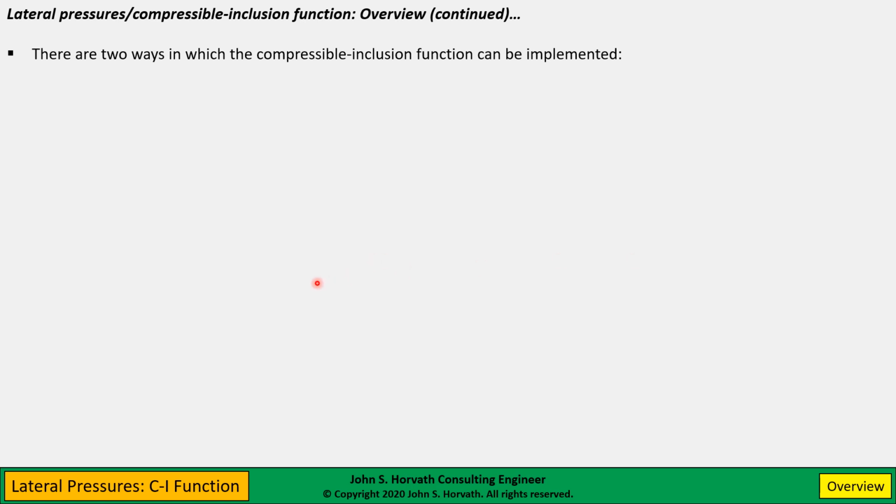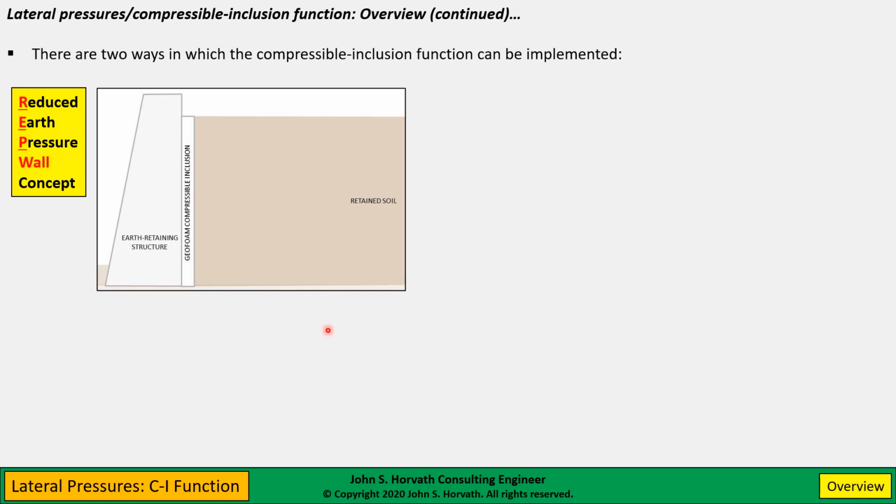Now, there are two ways in which the compressible inclusion function can be implemented. The basic way that I showed you previously, with just the relatively thin panel of geofoam, this is what we refer to as the reduced earth pressure or REP wall concept. And you'll see why in a minute, why this term has evolved. This term goes back to when I coined it in the late 1980s.